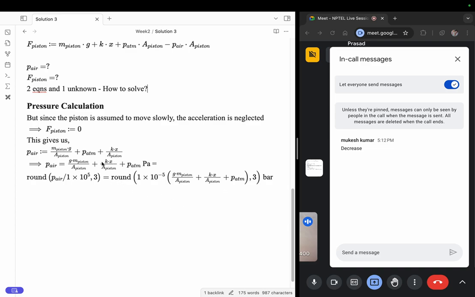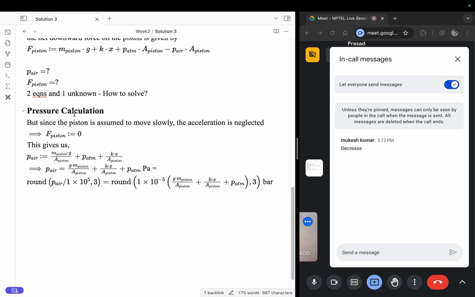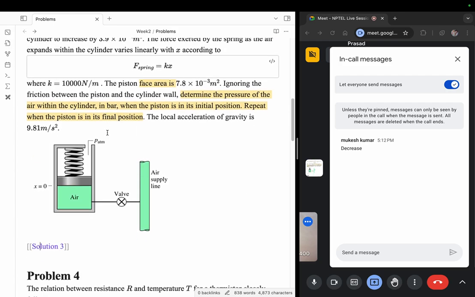That's straightforward. You know all the values: the mass of the piston is given, K is known, X is known, so all the values are there. All you have to do is just substitute, and then you'll be able to find that. So are there any questions, or is it clear? Yes, sir. Okay, so we'll go to the next problem.